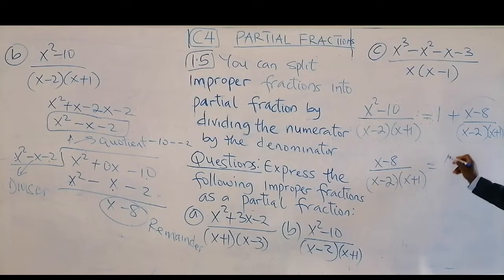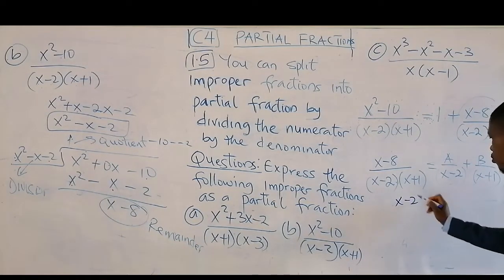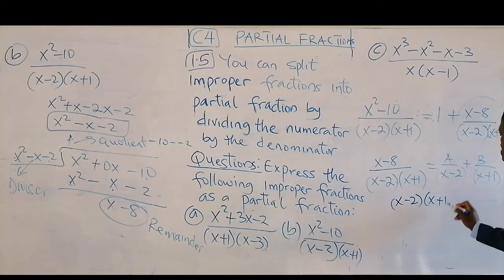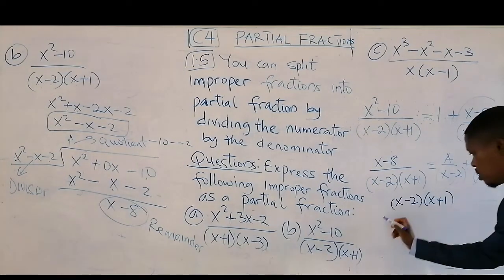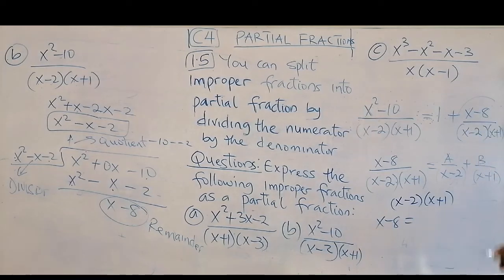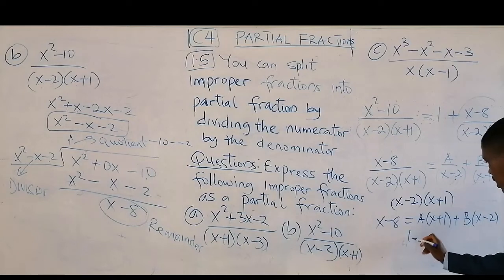This will be equal to A over x minus 2 plus B over x plus 1. So the common factor is x minus 2 times x plus 1. Use it to multiply both sides of the equation. That will give me this on the left, and here I'm going to have A times x plus 1 plus B times x minus 2. Okay?